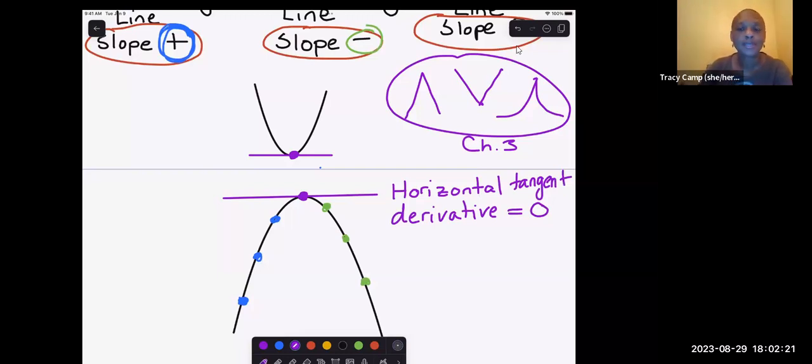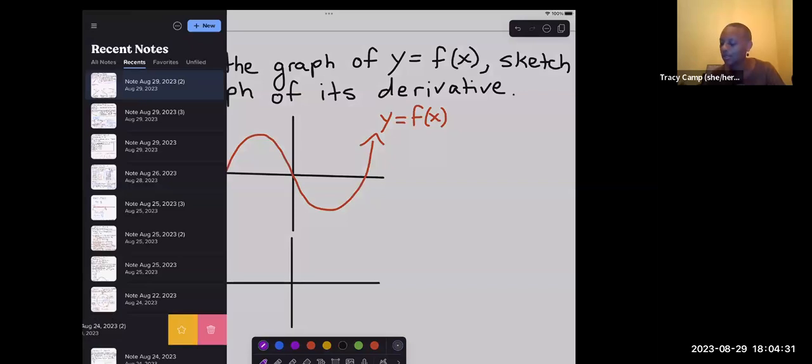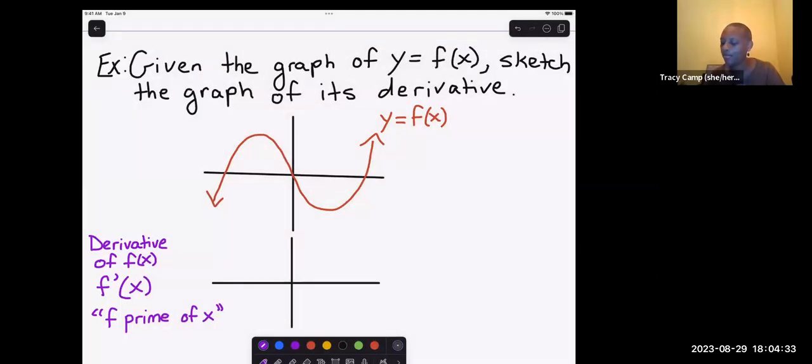So now I'm just going to take a moment and write up an example. Here's an example. Given the graph of y equals f of x, that's the red graph that I drew, sketch the graph of its derivative. And we're going to use what I just talked about to do that. And over here in purple on the left side of the screen, I just wrote something.